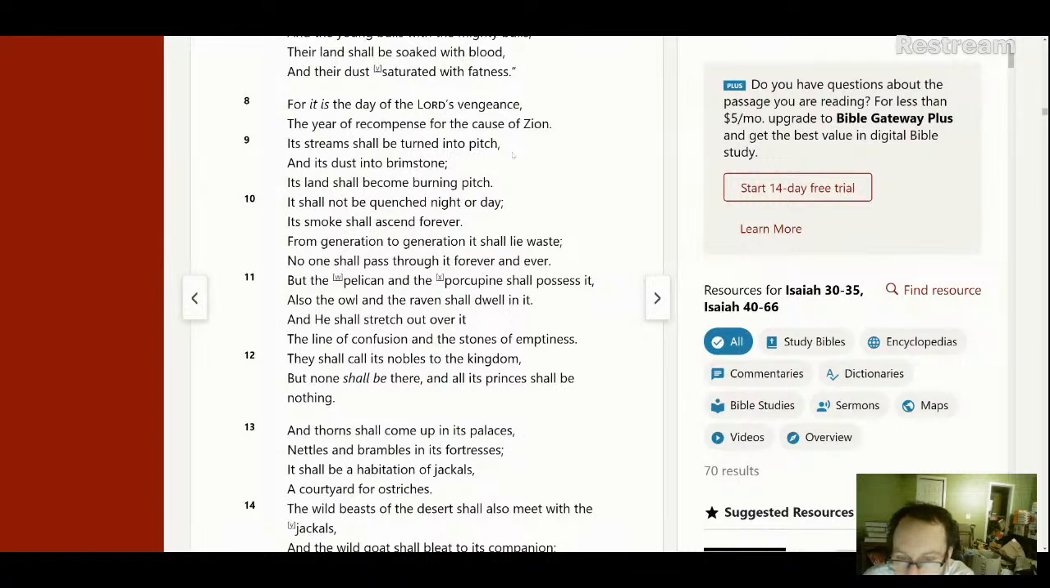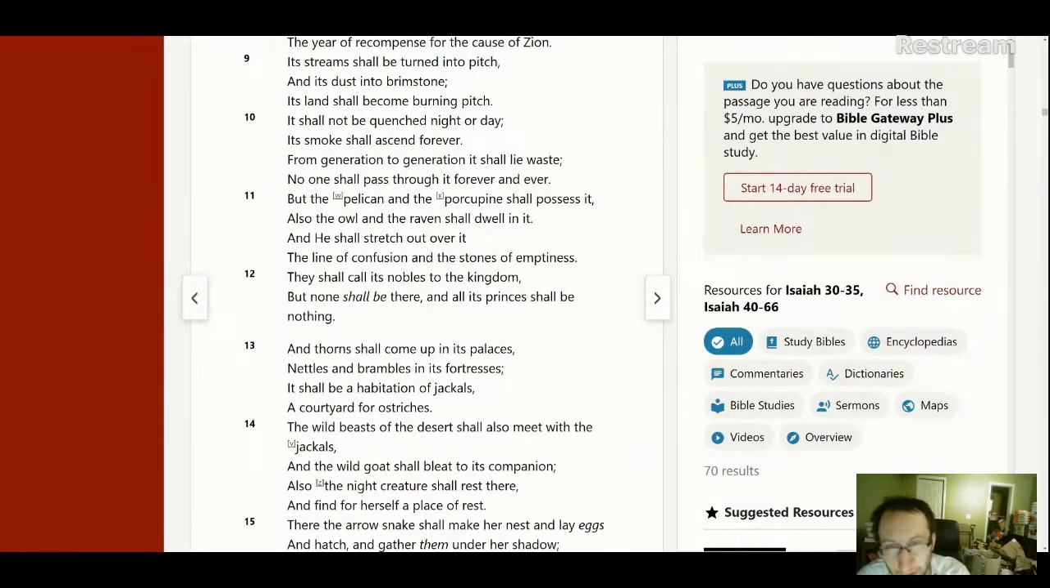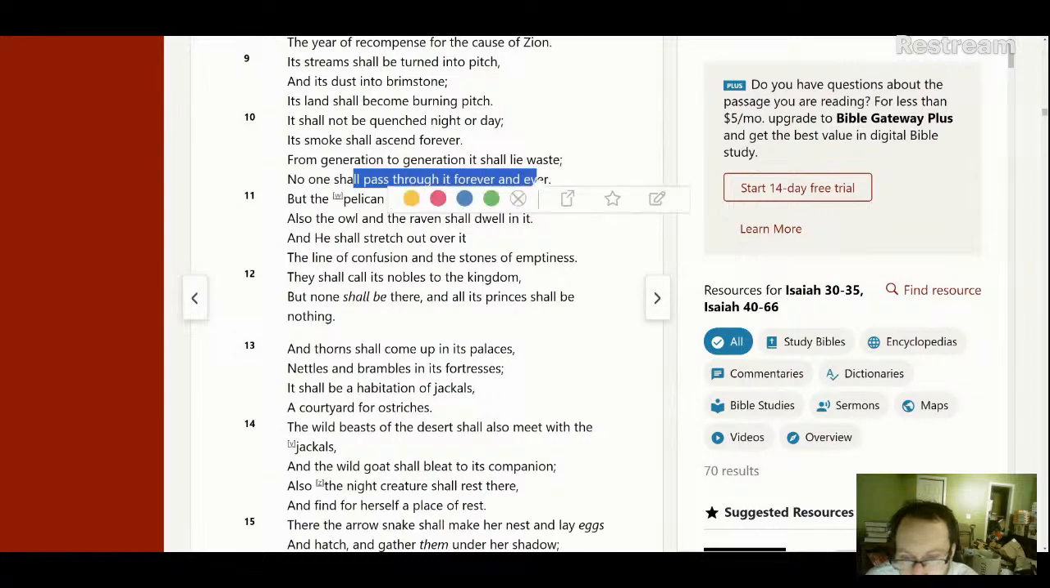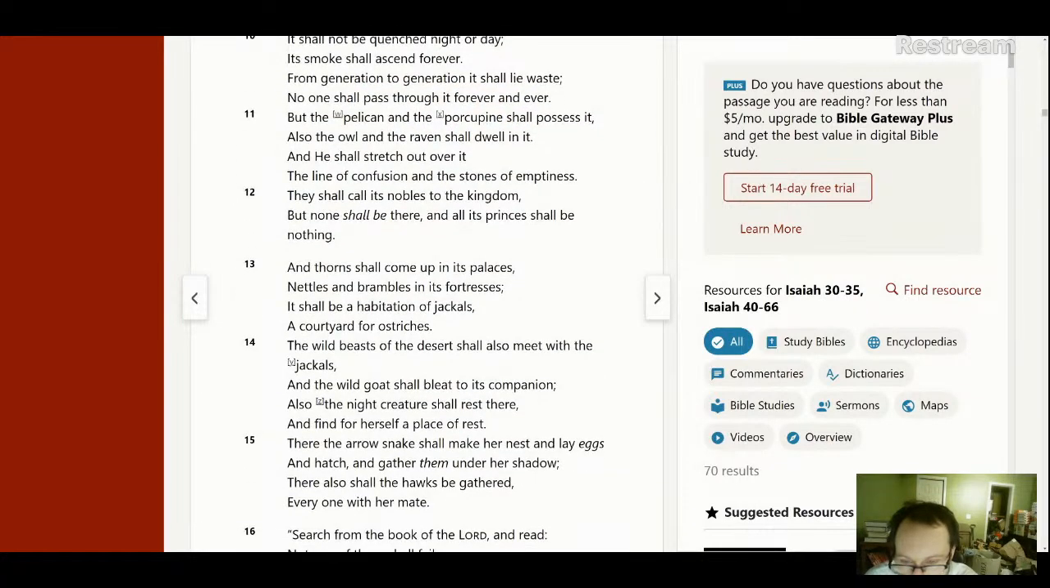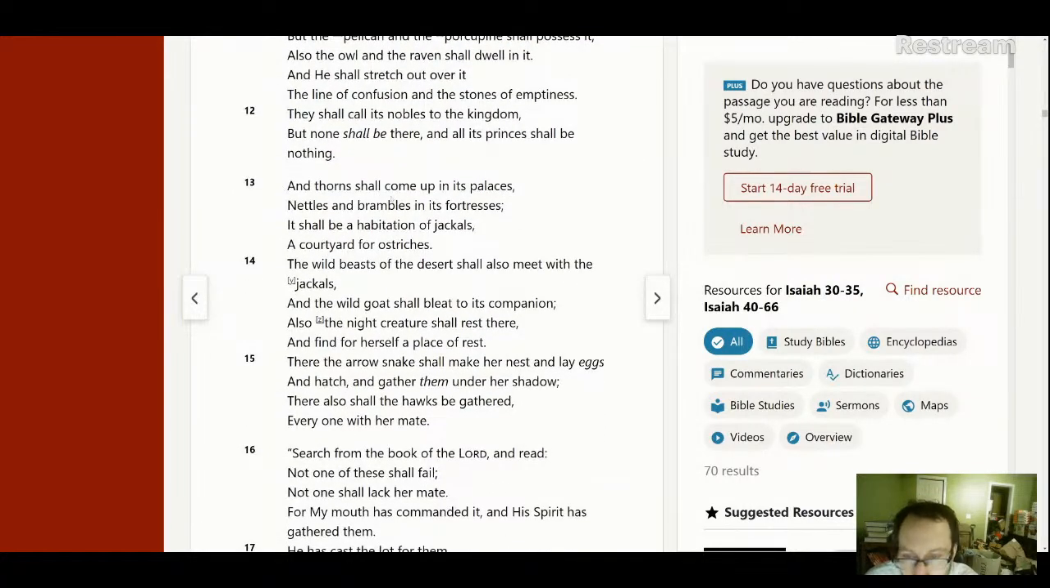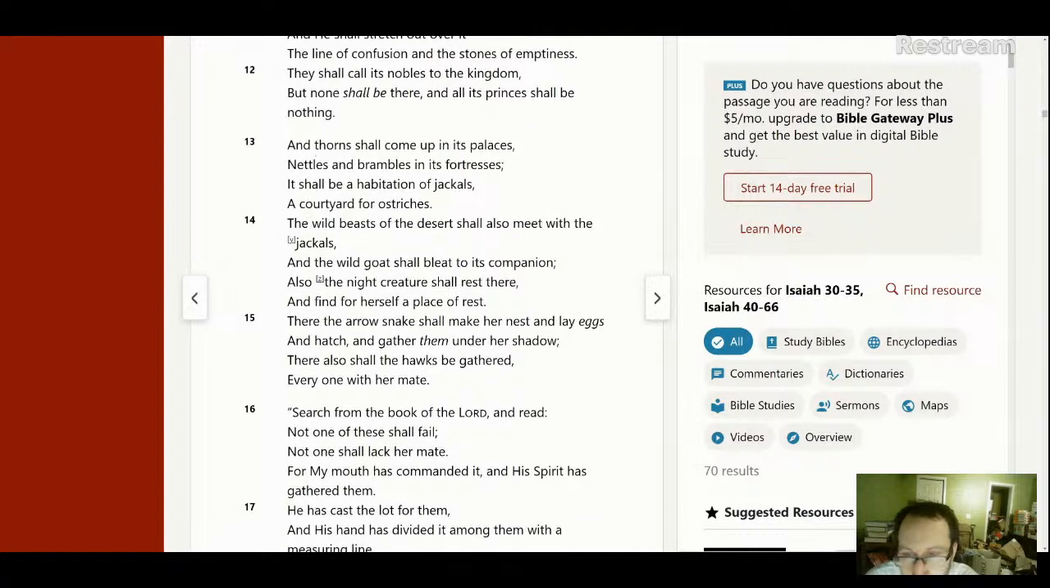Its streams shall be turned into pitch, dust into brimstone. The land shall become burning pitch. It shall not be quenched night or day. Its smoke shall ascend forever. From generation to generation it shall lie waste. No one shall pass through it forever and ever. Animals will dwell in it. Thorns shall come up in its palaces, nettles and brambles in its fortresses. It shall be a habitation of jackals, a courtyard for ostriches. So beasts, okay. The wild beasts of the desert shall also meet with the jackals.